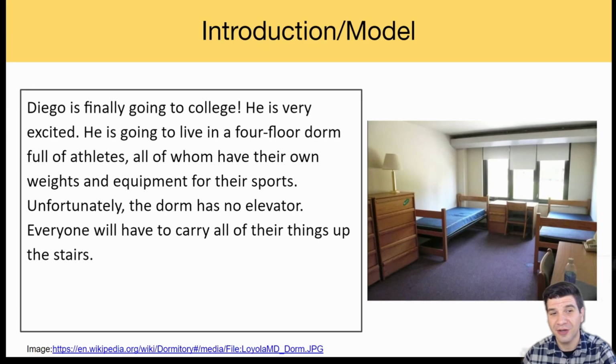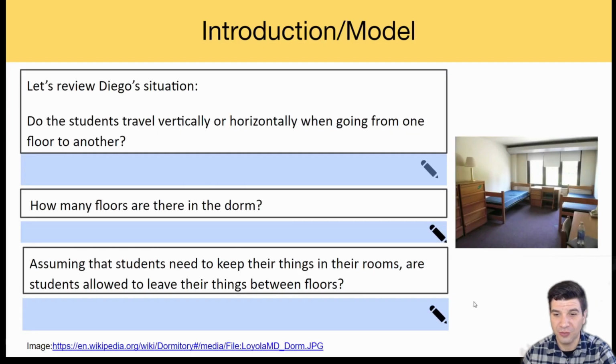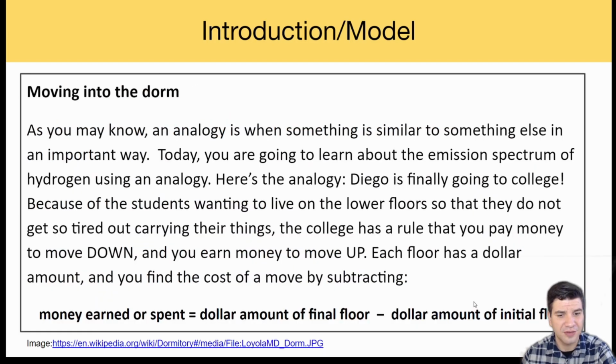Our friend Diego is finally going to college. He's very excited to be going to a dorm room, but the university has an odd way of determining how much a student should pay for the room that they're going to be staying in. Students that want to live on lower floors, so they don't have to get so tired carrying their things, pay money to move down to a lower floor, and they earn money to move up to a higher floor.